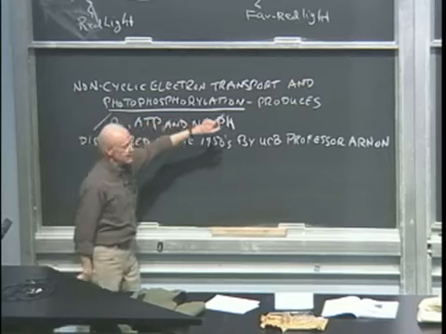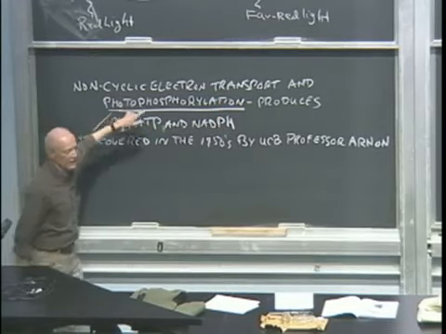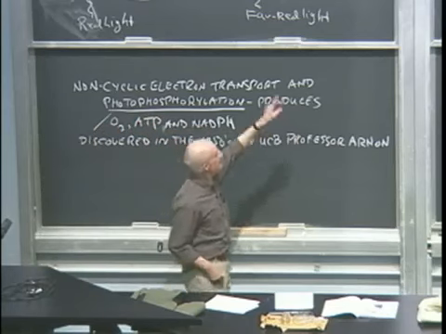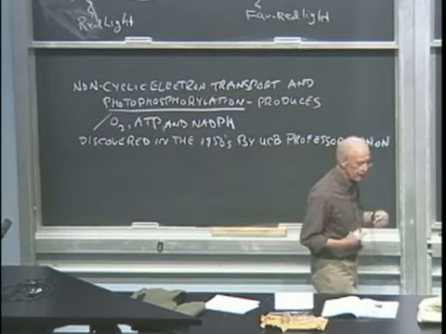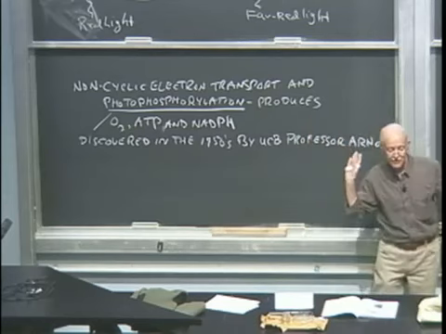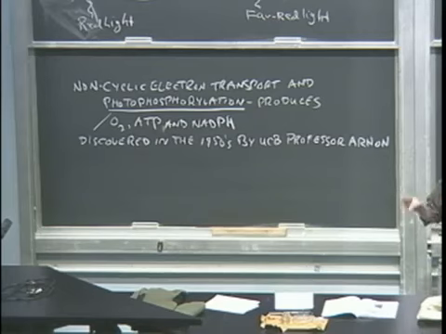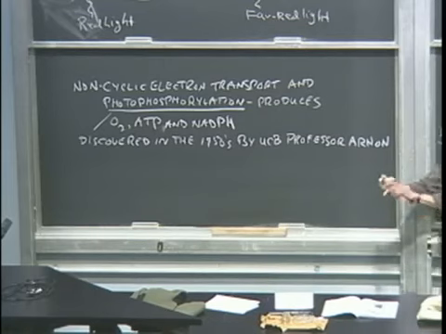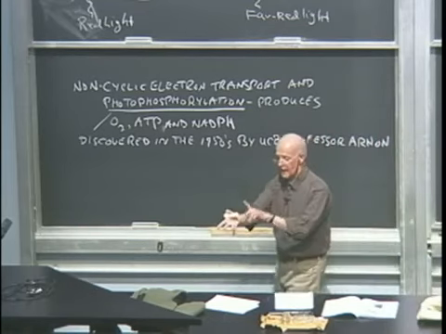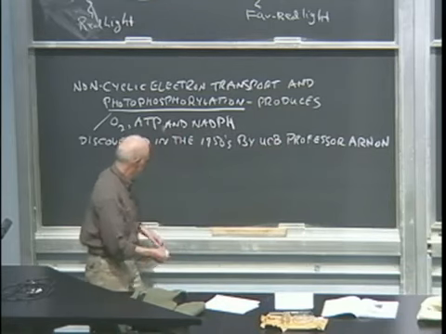Now, non-cyclic electron transport, that's what I've talked about, and photophosphorylation. The ATP that is synthesized in this process is called photophosphorylation, discovered in the 1950s by a professor on the Berkeley campus, Daniel Arnon, and he named it photophosphorylation to distinguish it from oxidative phosphorylation. So we have substrate level phosphorylation, oxidative phosphorylation, and now photophosphorylation.